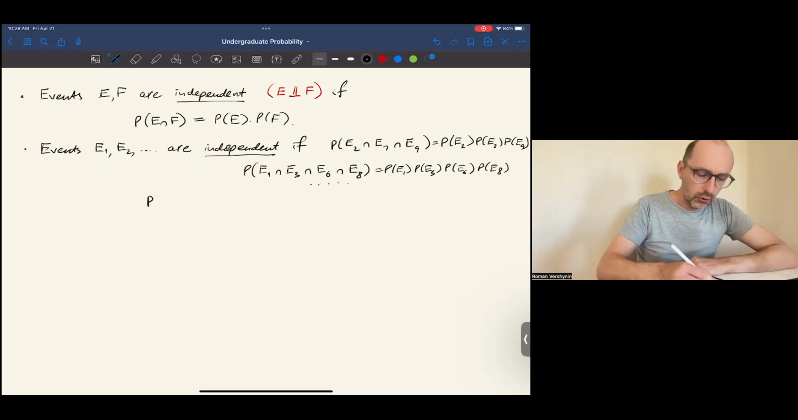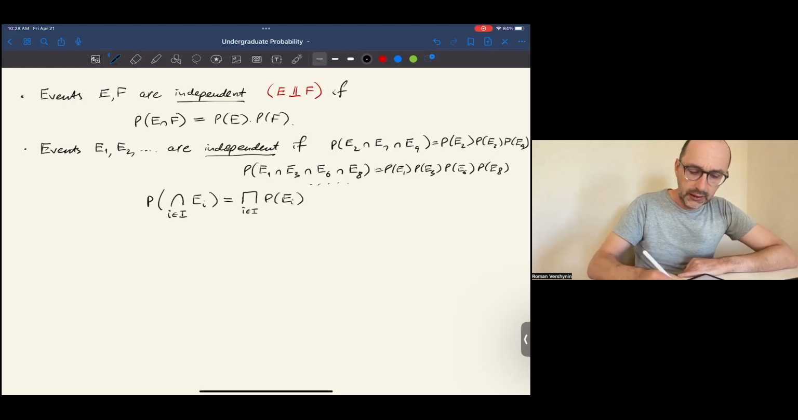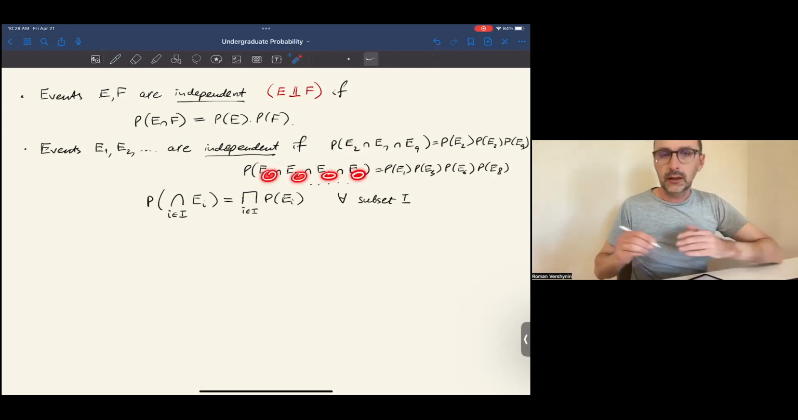More compactly, we wrote it as the requirement that the probability of the intersection of any subset of the events E_i is the product of the probabilities of E_i for any subset I, such as the subset 2, 7, 9, or 1, 3, 6, 8, and so on.